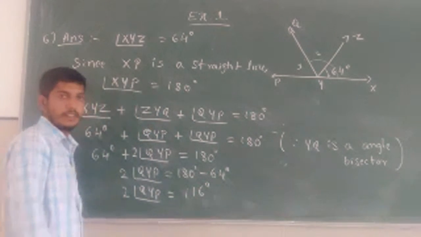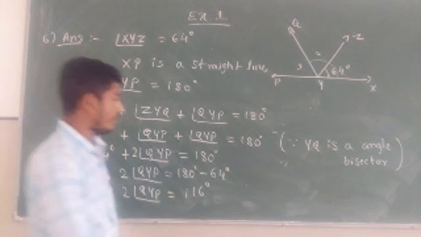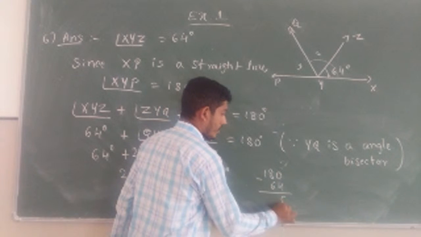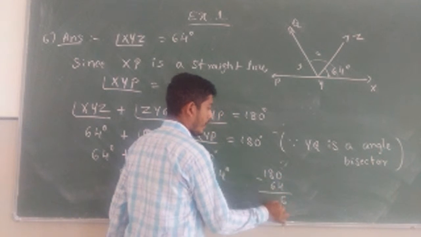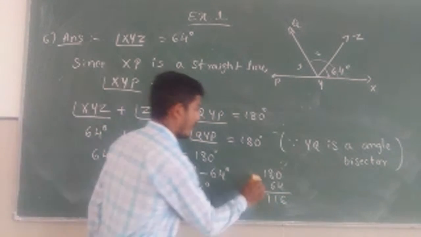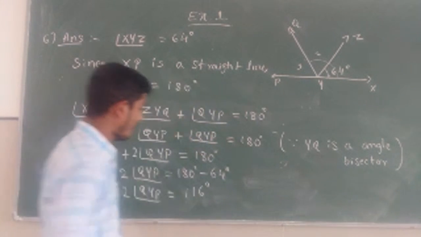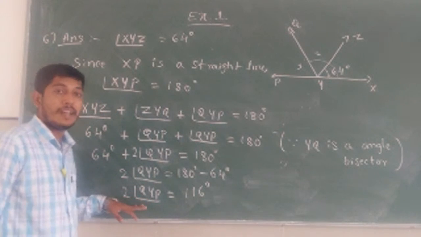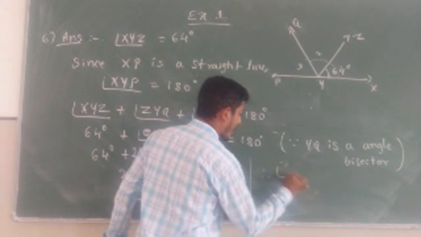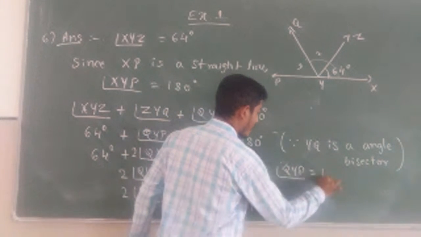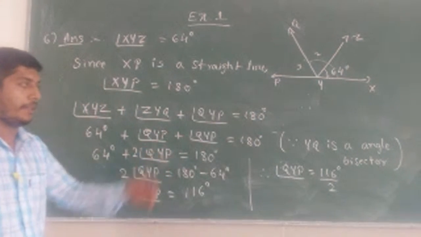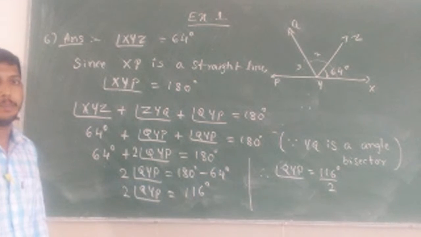180 degrees minus 64 gives 116 degrees. Then we have 2 times angle QYP, so angle QYP equals 116 divided by 2. Now comment me what is the angle QYP.